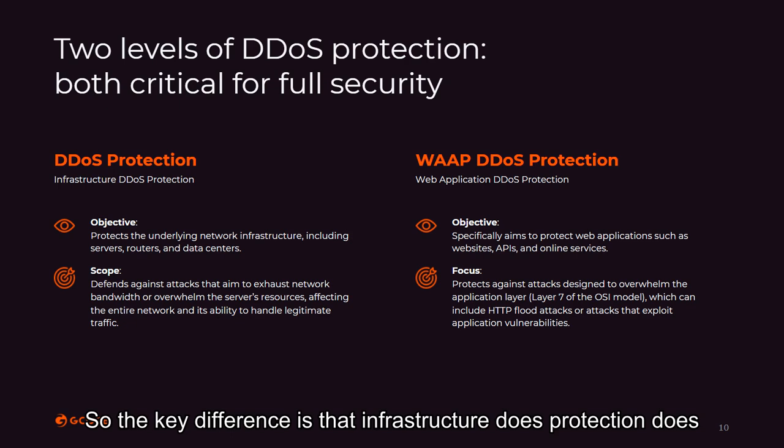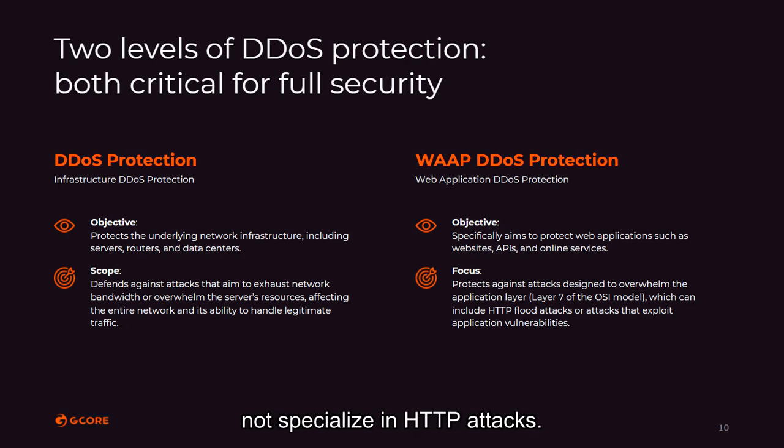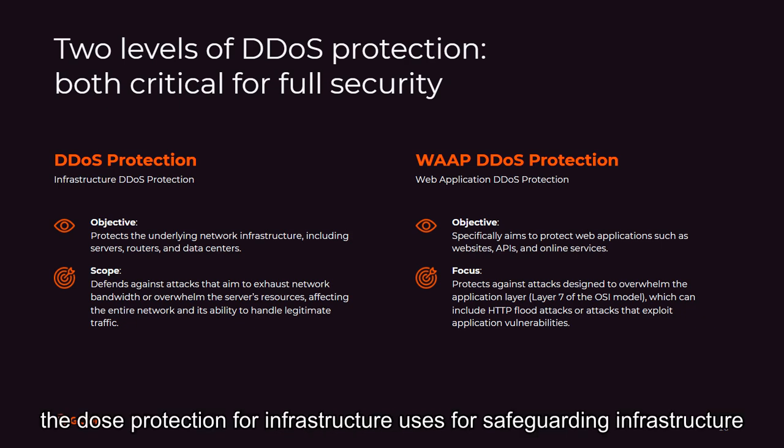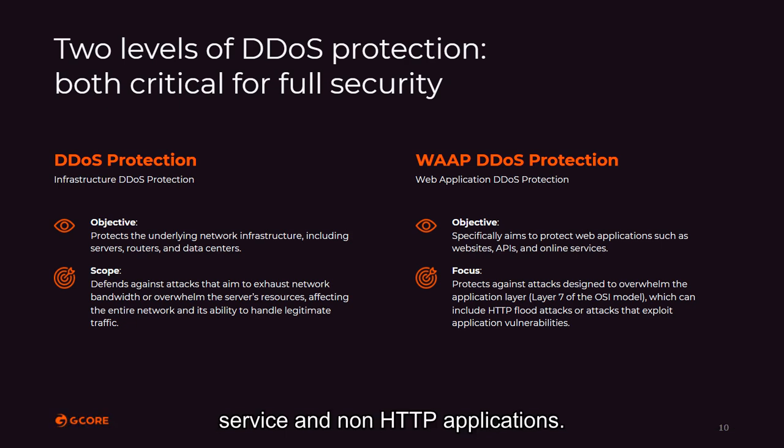So the key difference is that infrastructure DDoS protection does not specialize in HTTP attacks. It's more related, as I said, to signature analysis by comparing the traffic patterns inside the packet. In summary, DDoS protection for infrastructure is used for safeguarding infrastructure servers and non-HTTP applications like DNS, VPN, and other services.